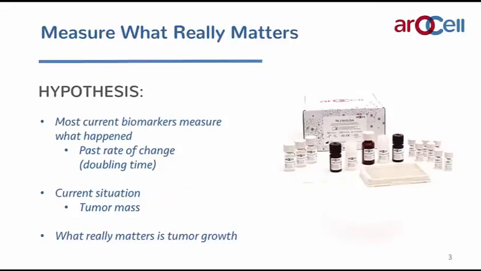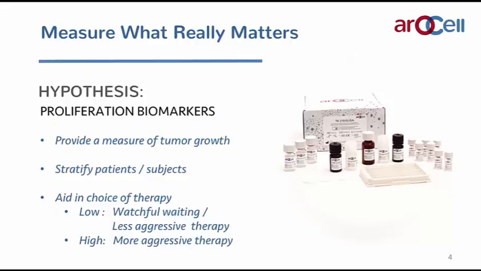Why is that important? Well, since most current biomarkers can be said to measure what has happened, and that is the past rate of change in the tumor disease, that is related then to the doubling time of the tumor. And therefore, the current situation is related to the total tumor mass. However, what really matters is the growth of the tumor. And therefore, a proliferation biomarker is very much needed because it may provide a measure of the tumor growth.